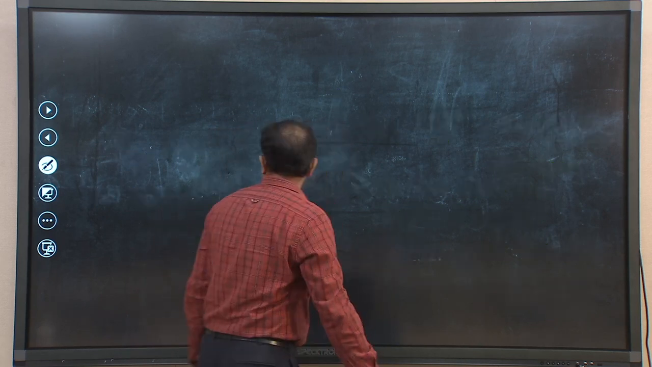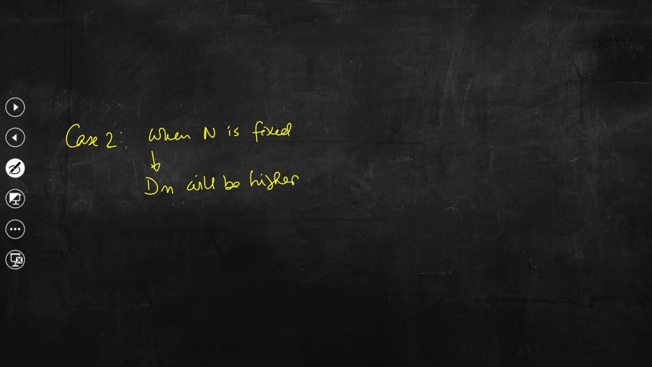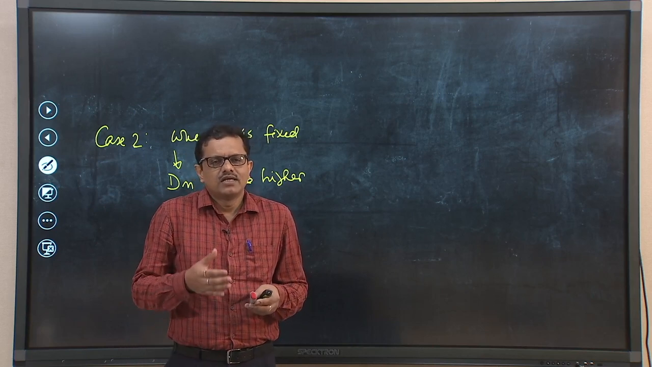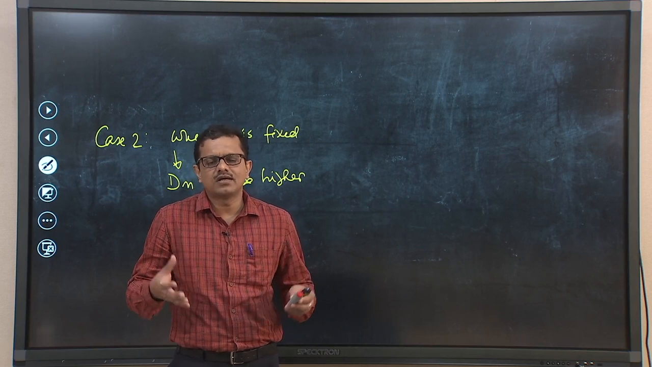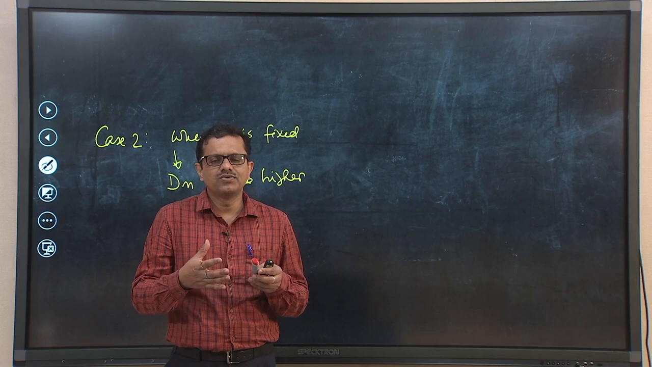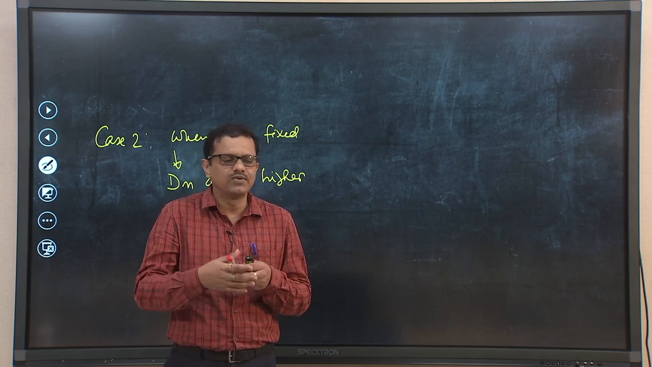And case 2 would be when N is kept fixed, then to accommodate such a very high V_B, Dm will be higher. Again, this is not a desirable situation, as I said that increasing the wheel diameter beyond a particular value is not allowed, because we have space limitation for the entire turbine unit in a power plant. So, this is also not possible.